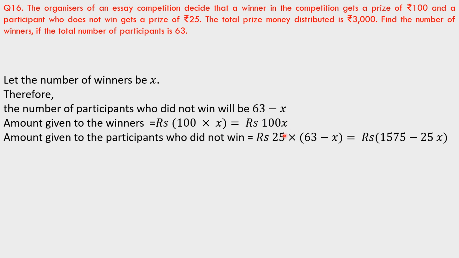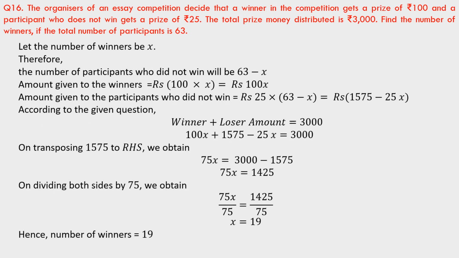Now, the amount given to the participants who did not win equals the prize amount for who does not win multiplied by the number of participants who did not win, equals rupees 25 into bracket 63 minus x, which equals 1575 minus 25x. According to the given question, the total prize money distributed is rupees 3000. So, the amount given to winners and the amount given to participants who did not win equals 3000. So, our equation is 100x plus 1575 minus 25x equals 3000.